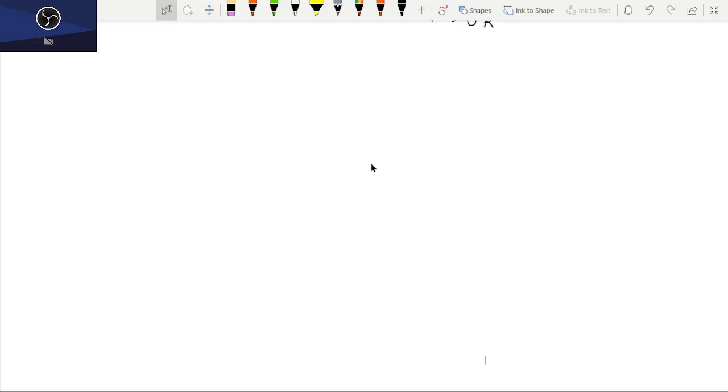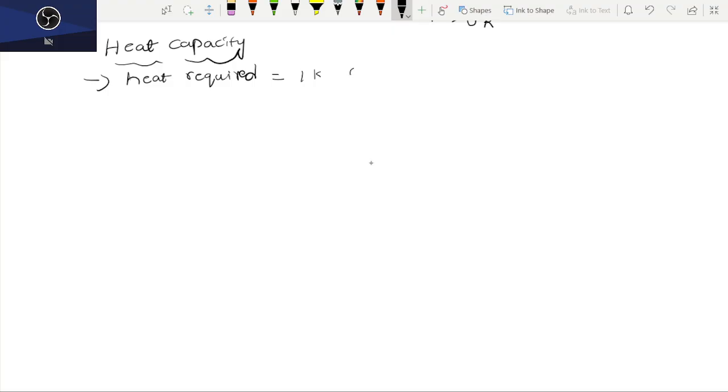Hello viewers, in this video, as a part of the first law of thermodynamics, we are going to learn about heat capacity. I would like to give you some shortcuts here. What is heat capacity? It is the amount of heat that is required to raise the temperature of the system by 1 kelvin or 1 degree centigrade.